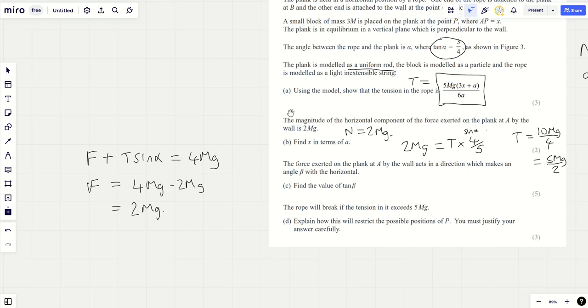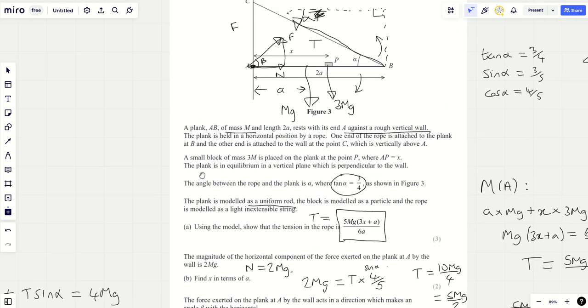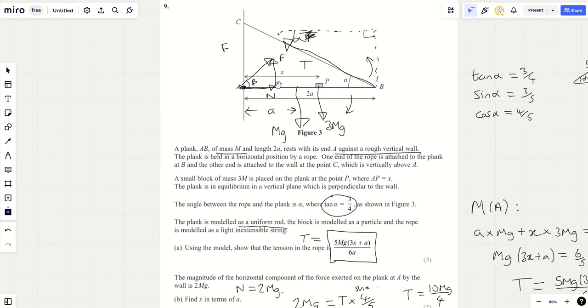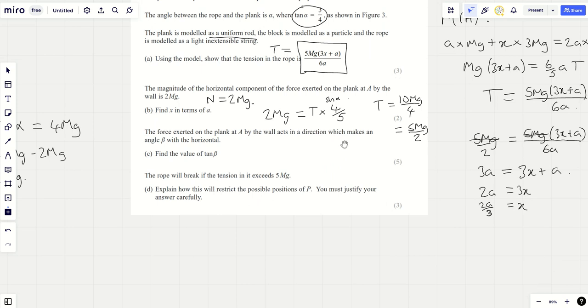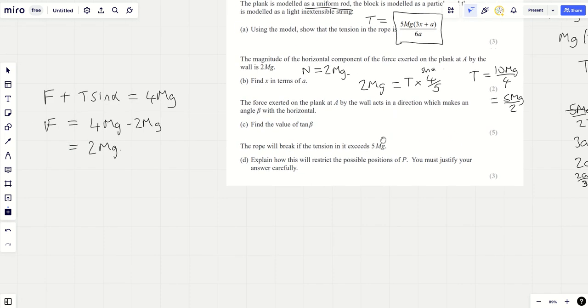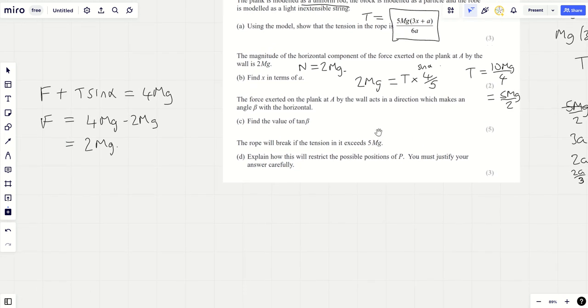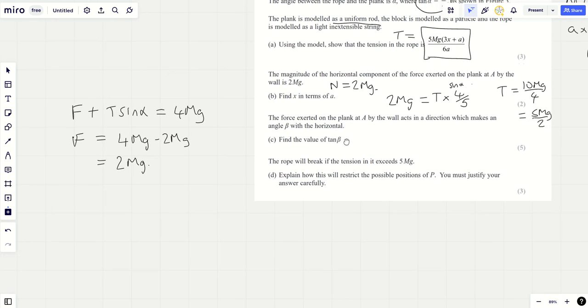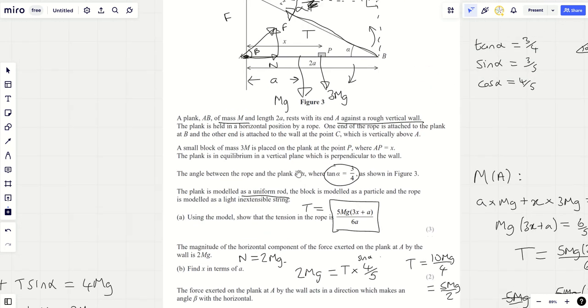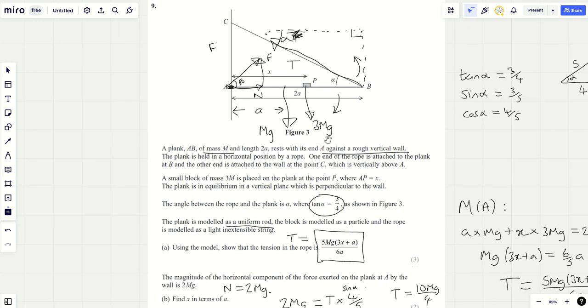And so, hang on a second. Let me just check I haven't missed out any forces here. F plus T sine alpha is 4 mg. That looks good to me. Brilliant. And so F is going to be equal to 2 mg. Have I made a little slip somewhere?